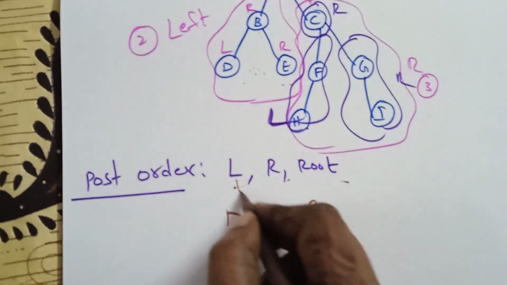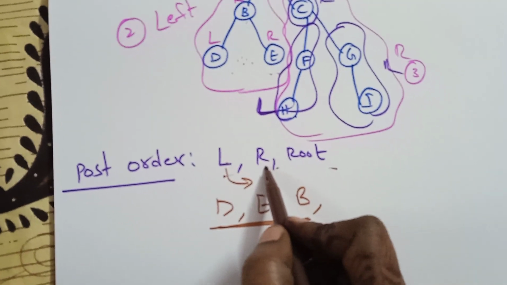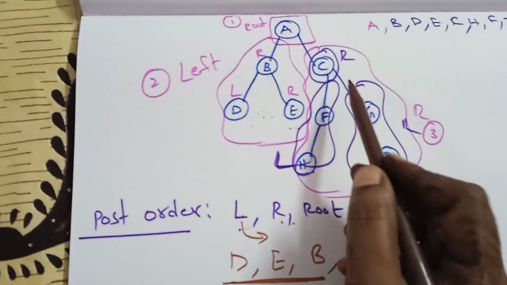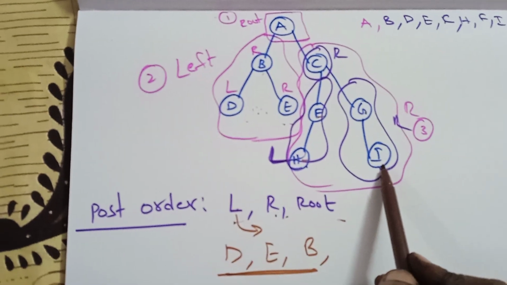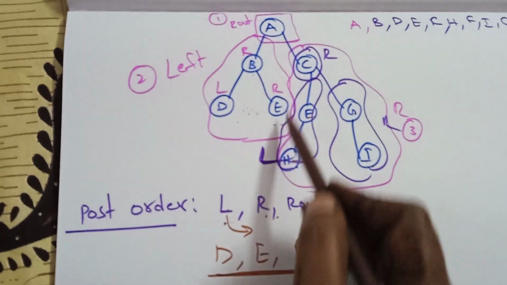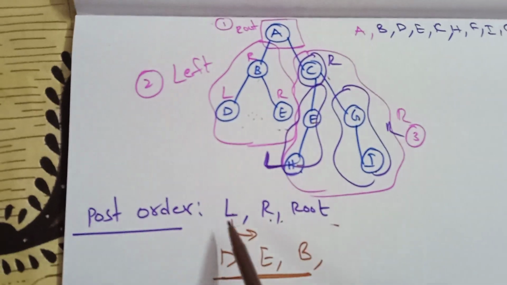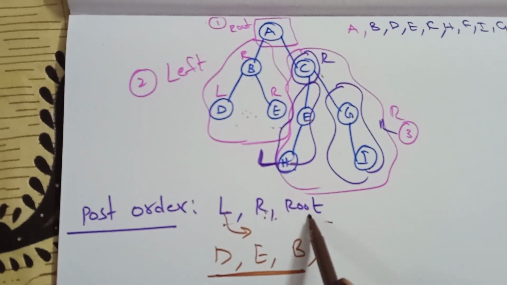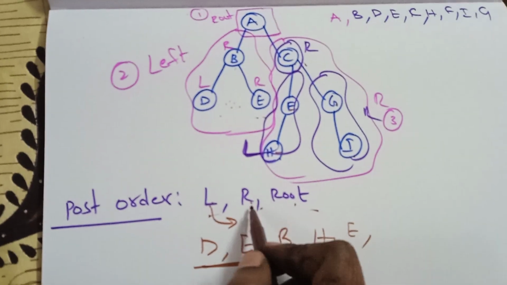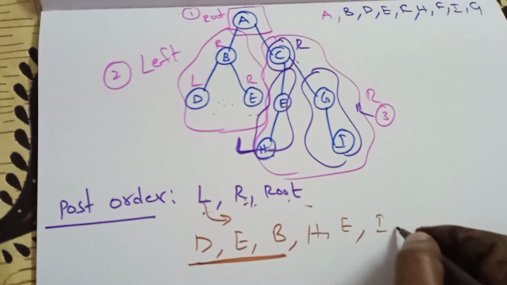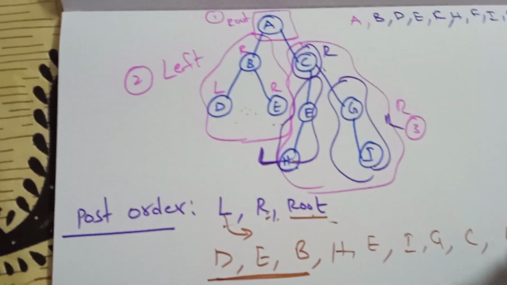This is your left side. Now once we finish the left side, where will we go? Right side we'll go. Now on the right side, what do we have? C, F, G, H, I. So again it is a subtree. In this subtree apply left, right, root. Now left is what? H comma, F comma. Now right. I comma, G comma, now root, which is C. Finally, A.